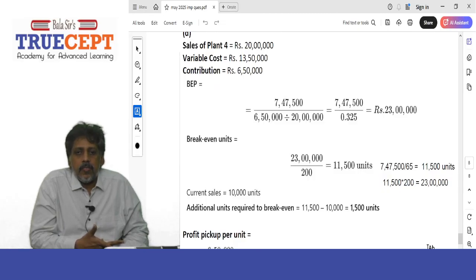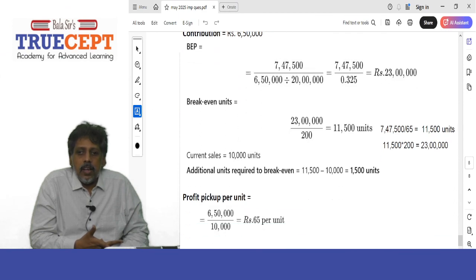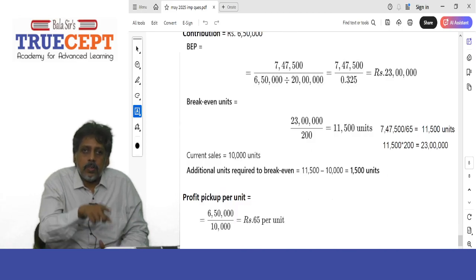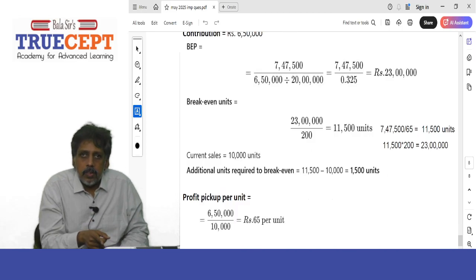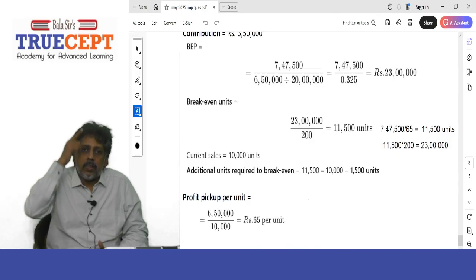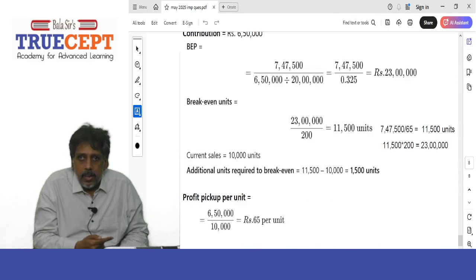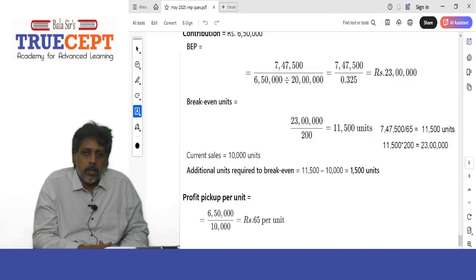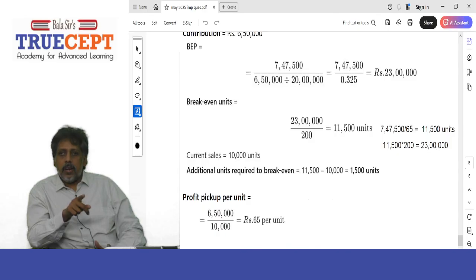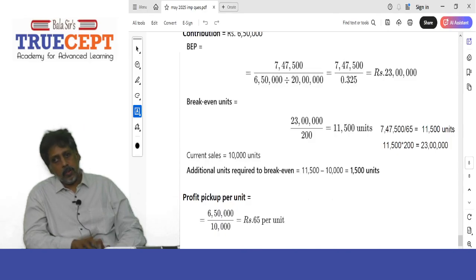Why 97,500? Because you are selling 1,500 less than the break-even point. The break-even point is 11,500 units, and currently you are selling 10,000. Therefore, you are selling 1,500 below break-even. Now, what is the loss? You got 97,500. Divide that by 1,500 units. You get 65 rupees. You saw that?